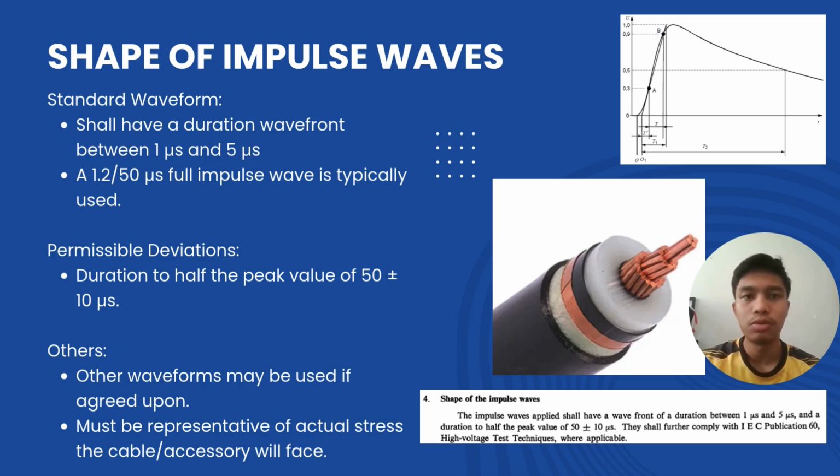The standard waveform should be a 1.2/50 microsecond impulse. This means the wave must rise to its peak voltage in 1.2 microseconds and then fall to half of that peak value in 50 microseconds. The permissible duration to half of the peak value is 50 plus or minus 10 microseconds.